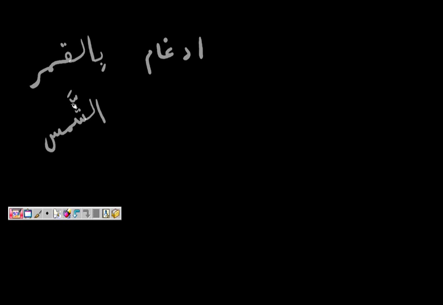So you're all familiar with examples of idgham. One case where we use idgham, or where we combine the two letters, is if there is a verb or a masdar in Arabic that has the second and the third letter being the same letter. When we put that masdar into a verbal form, it's combined.